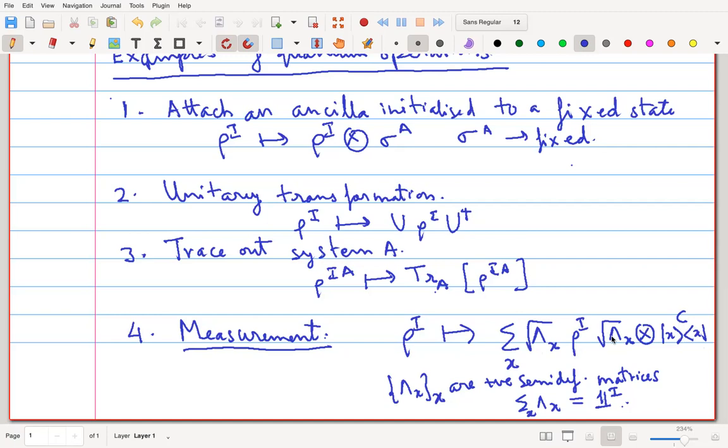Of course, we have to check that this is a density matrix, because whatever we are doing, it has to be a density matrix. This was the density matrix rho I. Is this a density matrix? Let us check that on the next page.